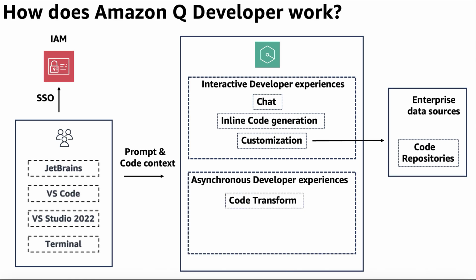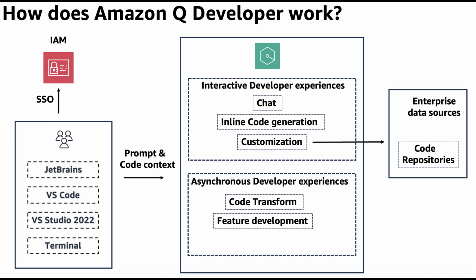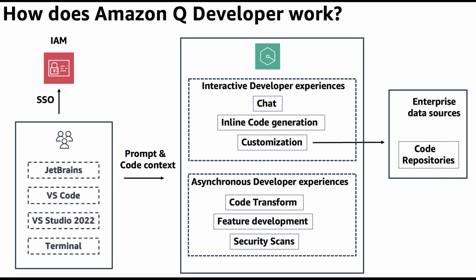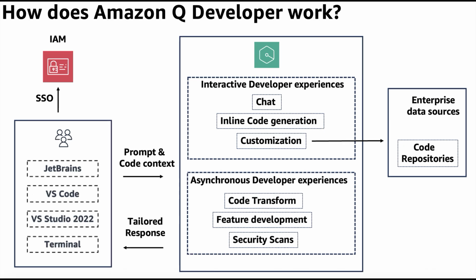Code transformation gives developers the ability to upgrade the program language version of the code files directly. With feature development, developers can define, collaborate, and solve software engineering tasks. Security scans identify security vulnerabilities and suggest how to improve your code.